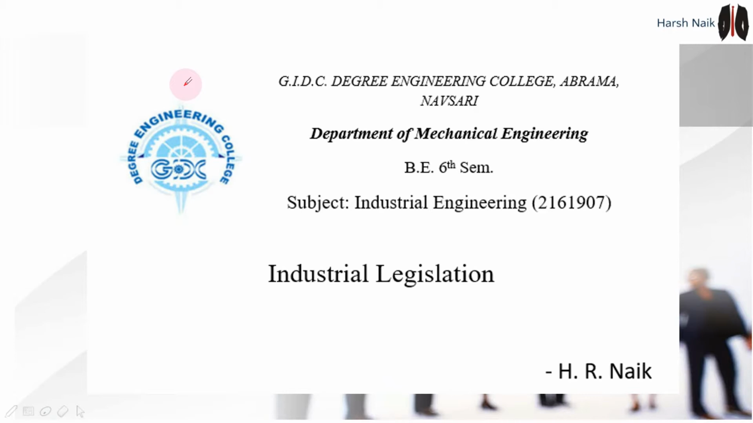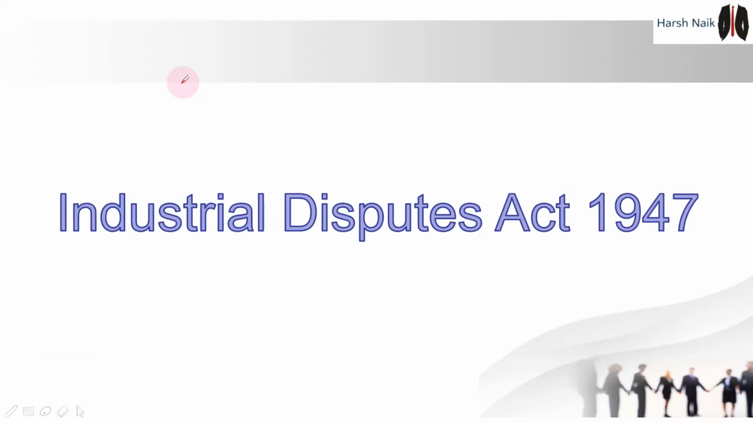In this video, I am going to discuss a topic related to industrial engineering, 6th semester mechanical engineering. The chapter is about industrial legislation. Now we are going to discuss the Industrial Disputes Act 1947. I have already started the chapter and discussed one more act, the Factories Act 1948. We will go forward with one more important act, the Industrial Disputes Act 1947. Okay, so let us discuss.